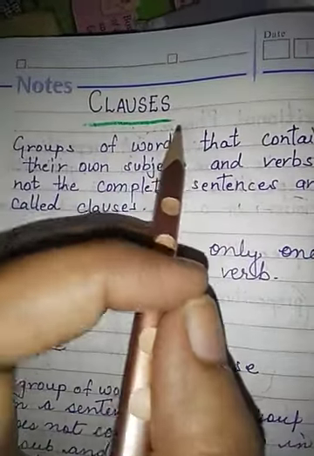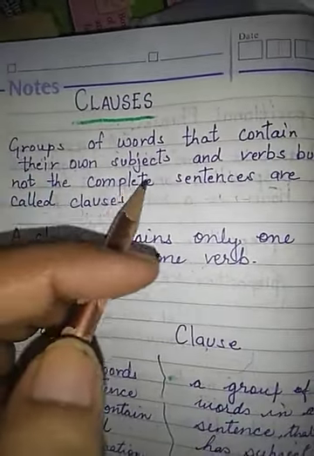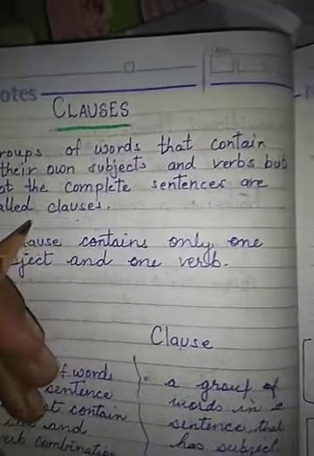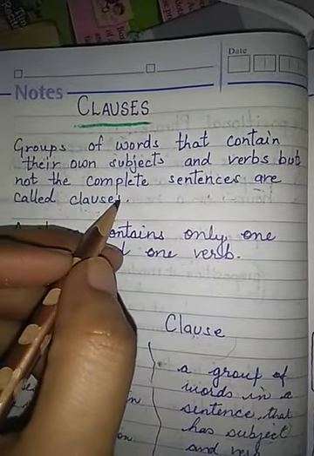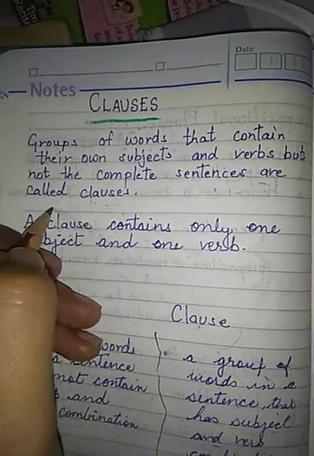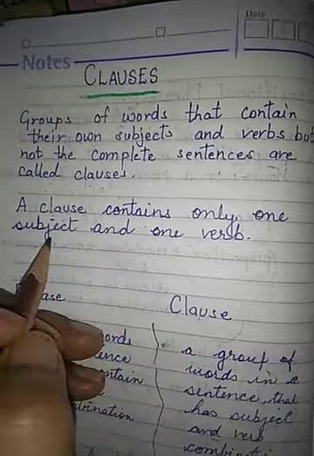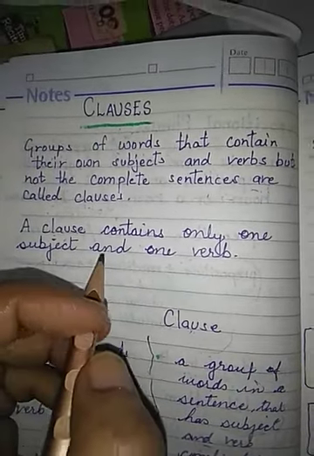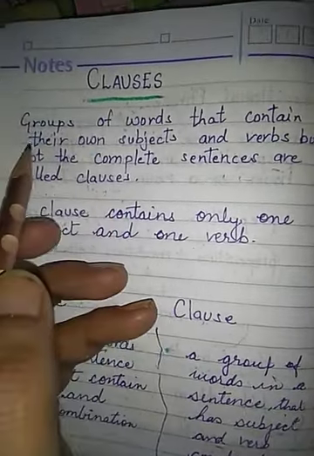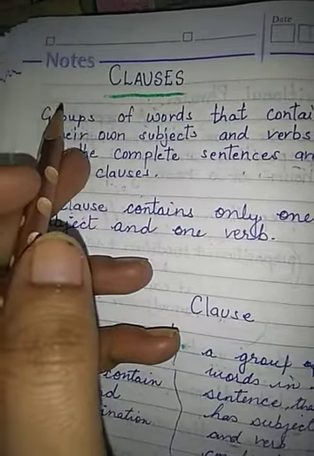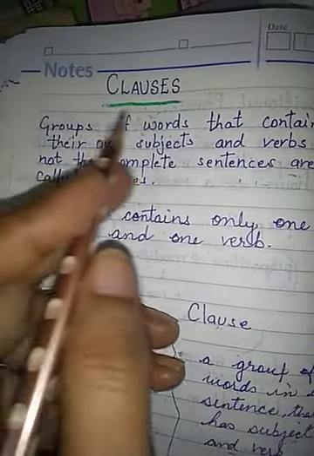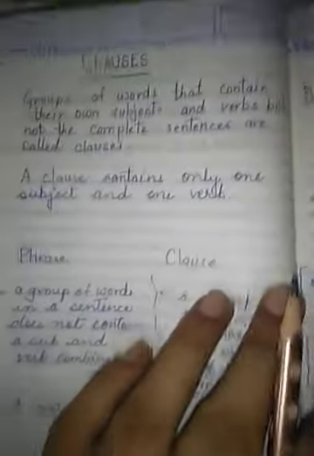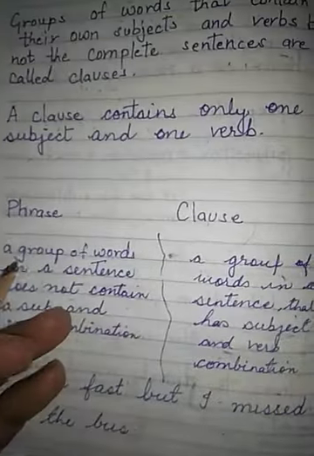Now let's start clauses. A group of words that contains its own subject and verb but is not a complete sentence is called a clause. A clause contains only one subject and one verb. Here you may be confused between phrases and clauses because both are groups of words, so I have written the difference between both.